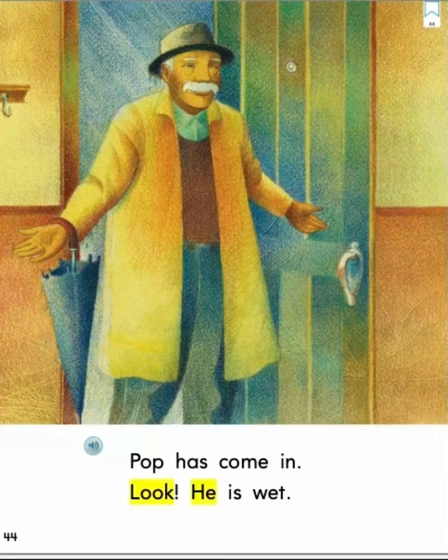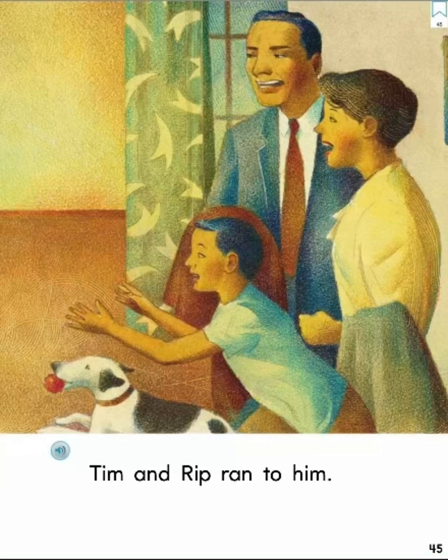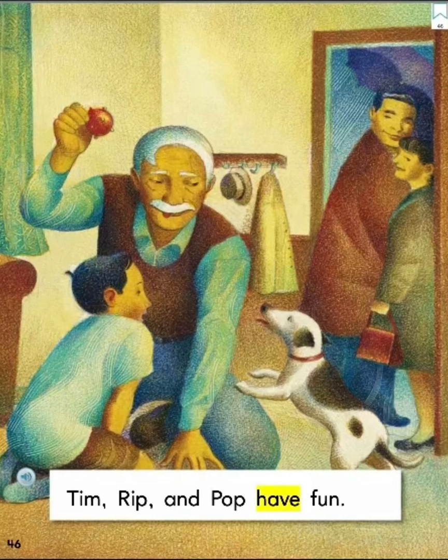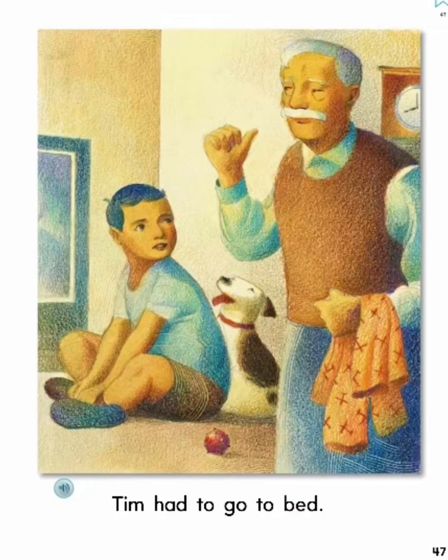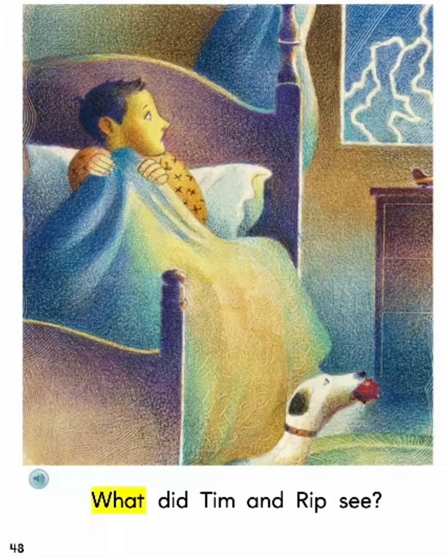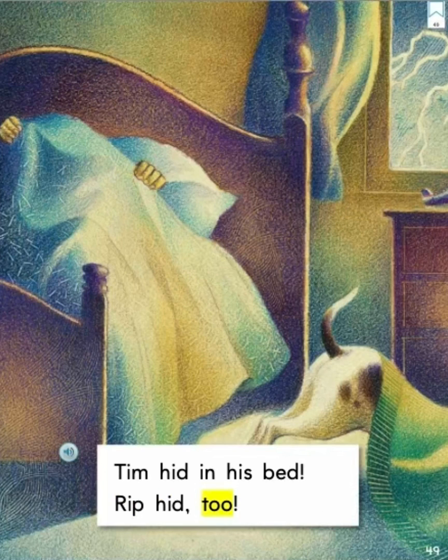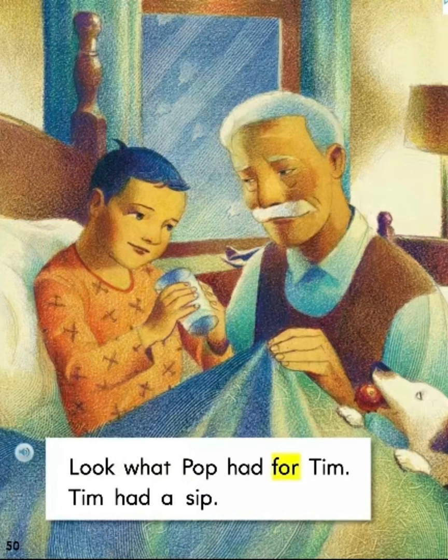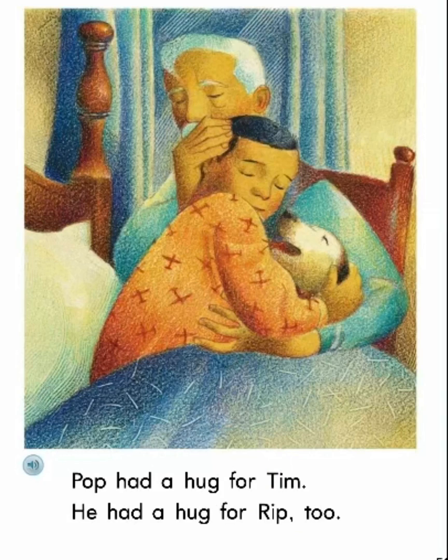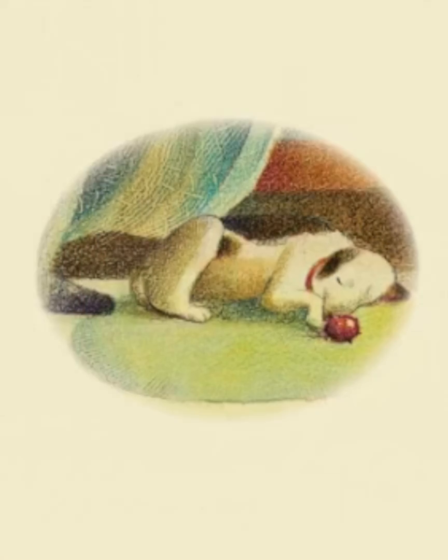Pop has come in. Look, he is wet. Tim and Rip ran to him. Tim, Rip, and Pop have fun. Tim had to go to bed. What did Tim and Rip see? Tim hid in his bed. Rip hid too. Look what Pop had for Tim. Tim had a sip. Pop had a hug for Tim. He had a hug for Rip too. Pop sat with Tim and Rip.